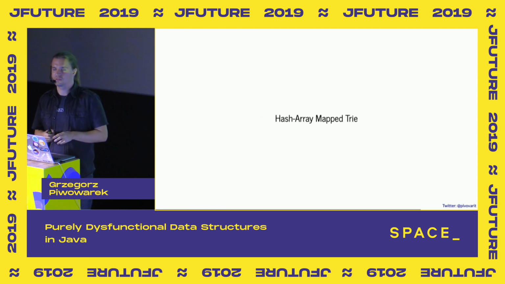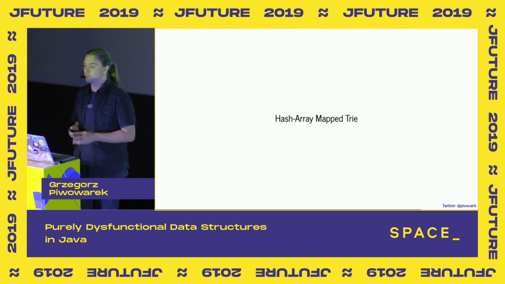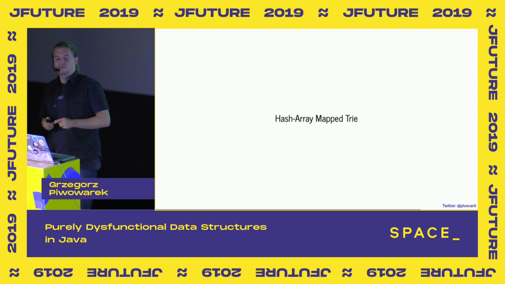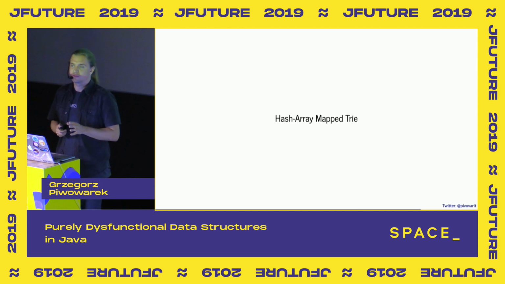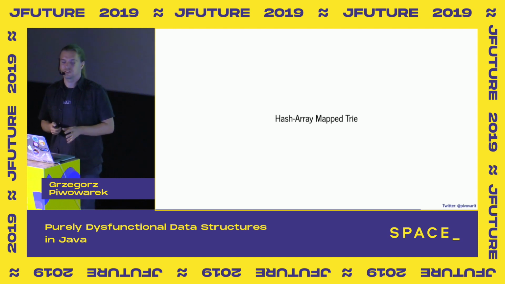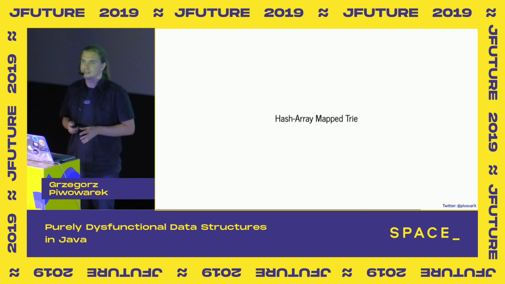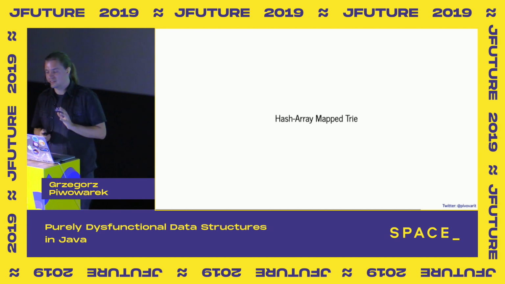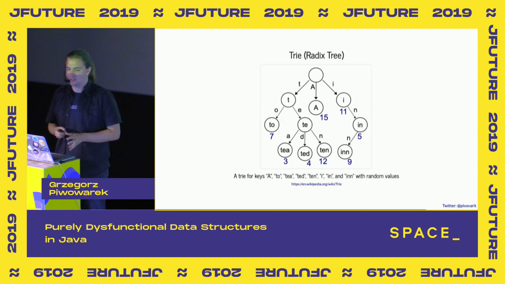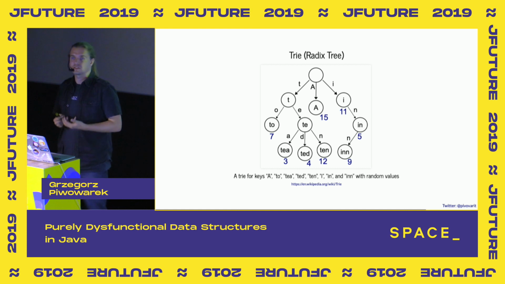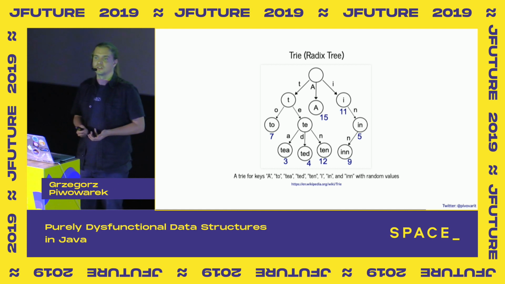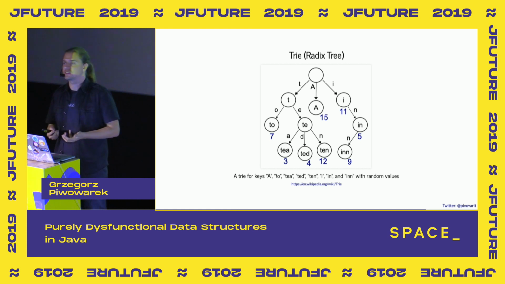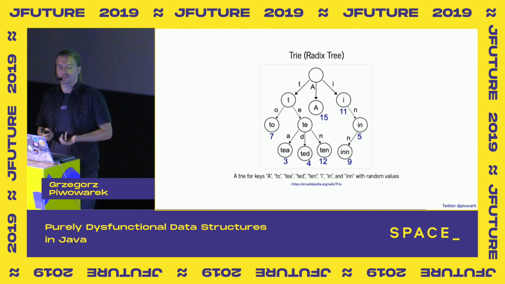And the trick is to use something called hash array mapped trie. And just to make it clear, the trie is not a typo. It's spelled T-R-I-E, because it's not a tree, it's a radix tree, which means effectively it's a state machine which kind of helps you represent prefixes of data internally.